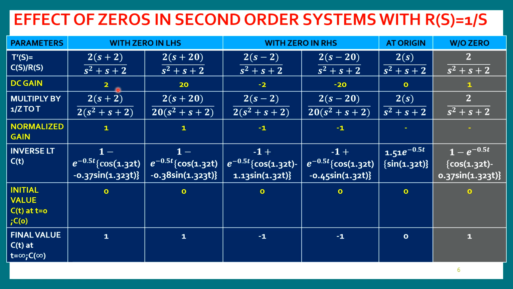So (s plus 2) is a new term added, so I am dividing it by 2. Here 20 is a new component that will change the DC gain, so it is divided by 20. So for the first 4 cases, I had modified the functions in order to normalize them.